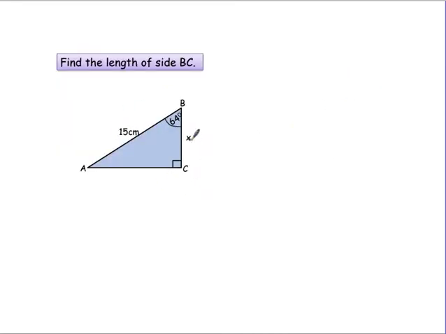So we are going to find x, which is the length of side BC, and we already know this side here. So first of all, we need to label them. This side is opposite the right angle, so this one must be the hypotenuse, and this side is the other one we're interested in. It's next to the angle and between the right angle, and it's not the opposite, so it's the adjacent.